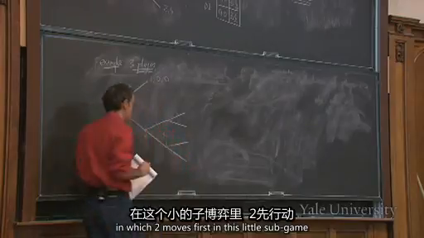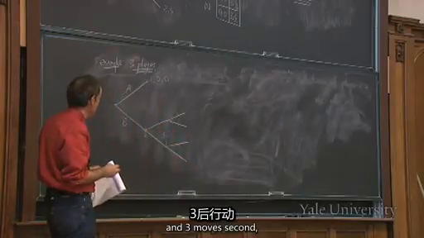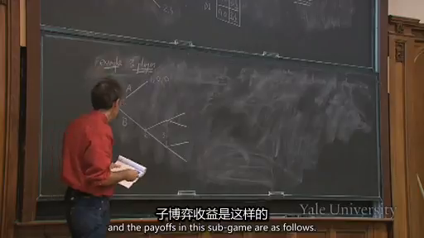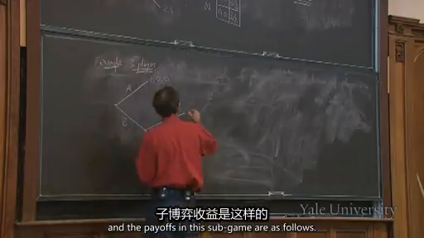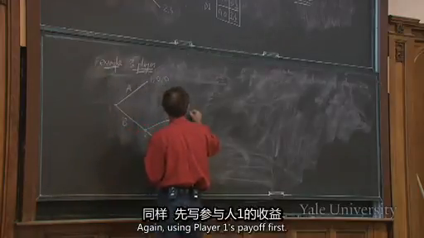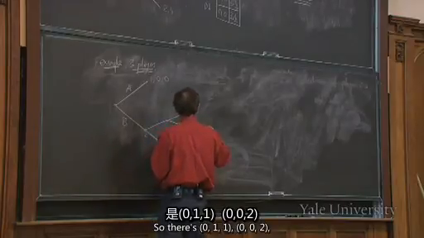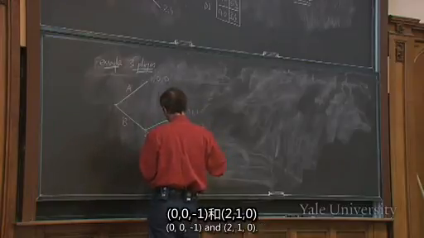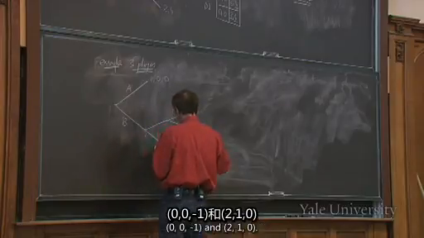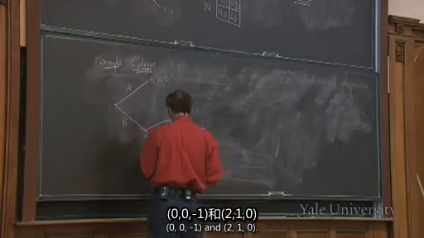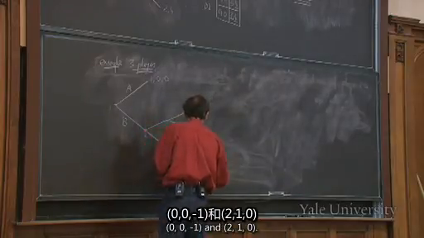in which 2 moves first in this little sub-game, and 3 moves second. And the payoffs in this sub-game are as follows. Again, using player 1's payoff first. So there's 0, 1, 1, 0, 0, 2, 0, 0, minus 1, and 2, 1, 0.